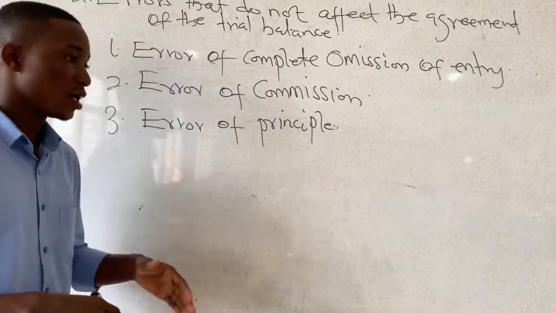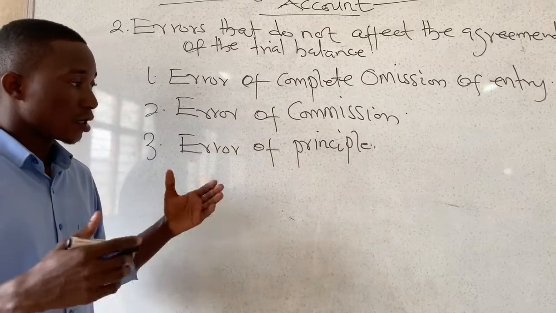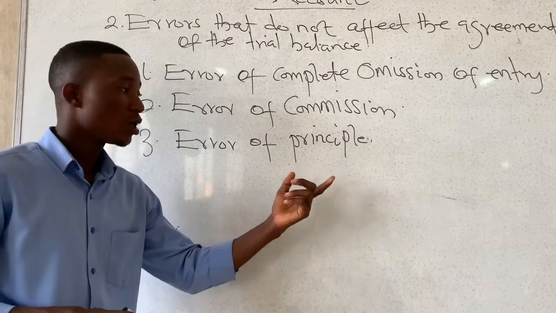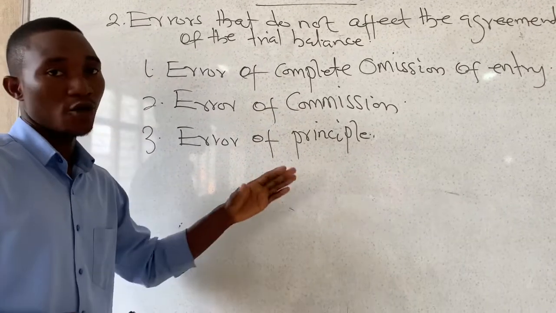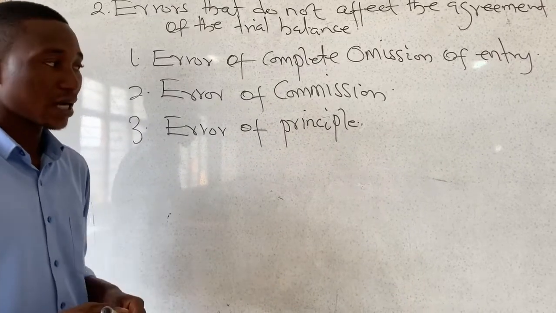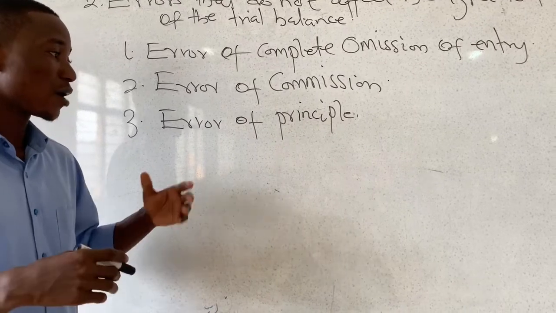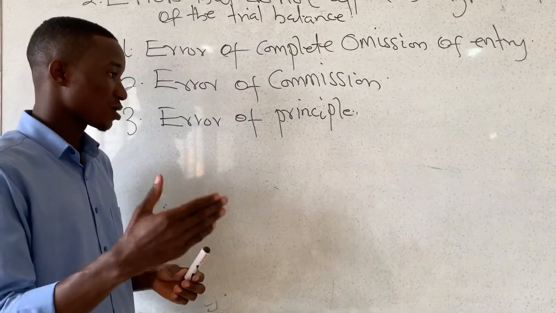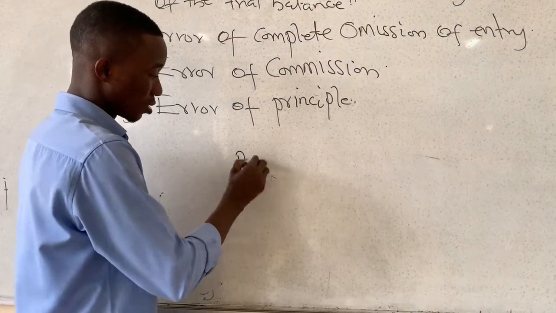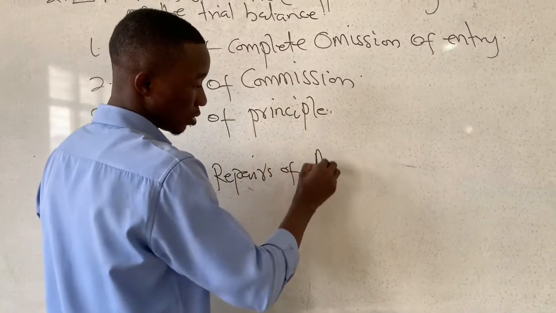Let's say that repairs of motor van, $500. Instead of debiting repairs of motor van account, which is a nominal account, you went and debited motor van account, which is a real account. It means you don't know your principles. You need to know the various classes of accounts by knowing your nominal account, real account, and personal account. So maybe you have repairs of motor van.